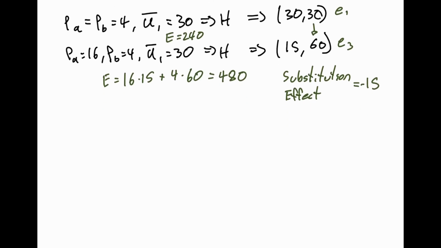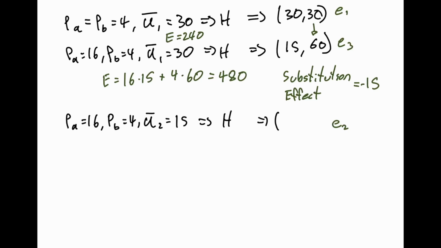We could write it as a negative. Okay. So for the third point, we want E2 as well. Just to verify this, the price is 16.4, but we're at a lower utility level of 15. We plug this into the Hicksian, and we get the same values, as you would expect.